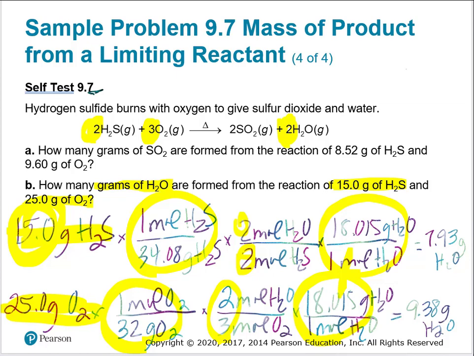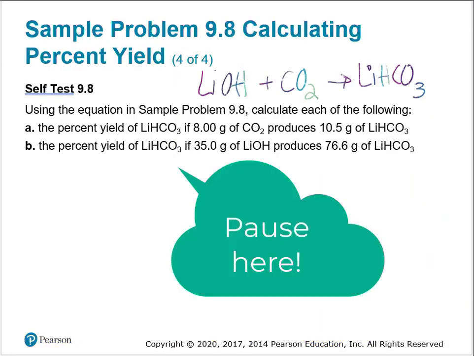So how much water can be produced from this much H2S and this much O2? Can we produce 7.93 or 9.38 grams? It's got to be this one. 7.93 is the smaller number. That's how much water will be produced. So our limiting reactant would be H2S. This is our last set of problems. Pause here to try to figure out the percent yield.